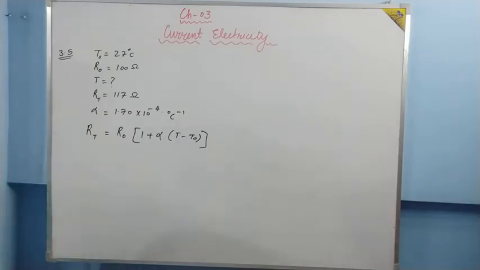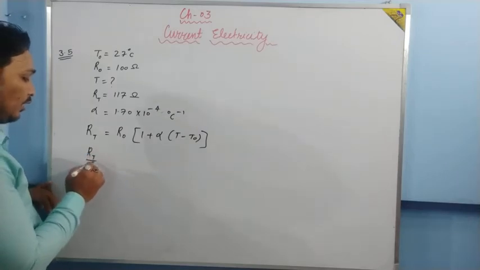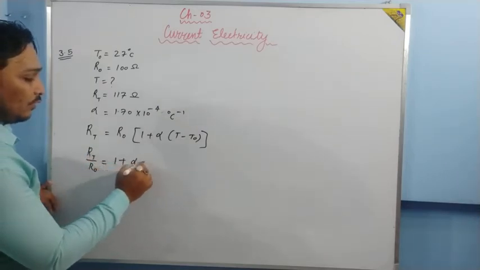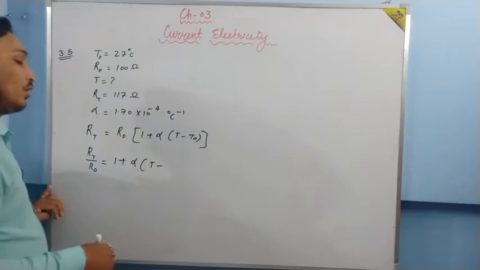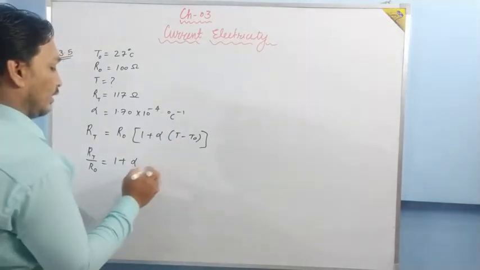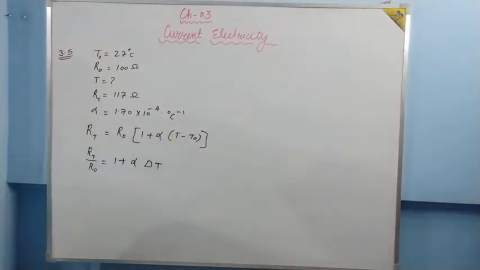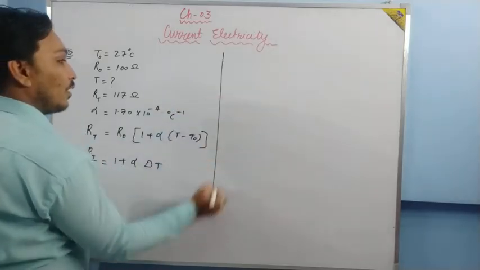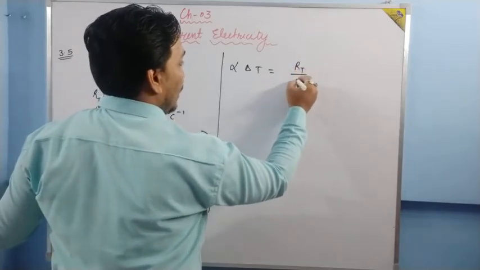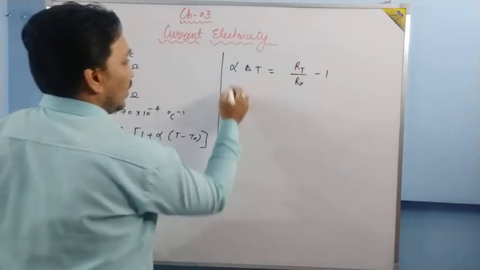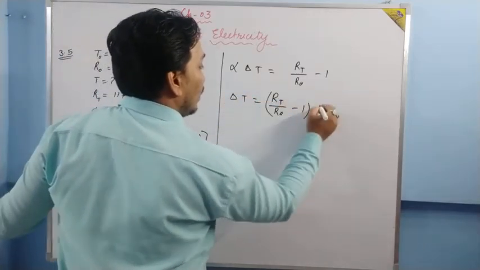So let us solve this for the T first of all. Let this R0 go over there. It will become RT upon R0 is equal to 1 plus alpha into T minus T0. Let us take T minus T0 as delta T. Delta T is your temperature difference, right? Now, alpha into delta T is equal to RT upon R0 minus 1. Now delta T is equal to RT upon R0 minus 1, whole upon alpha.